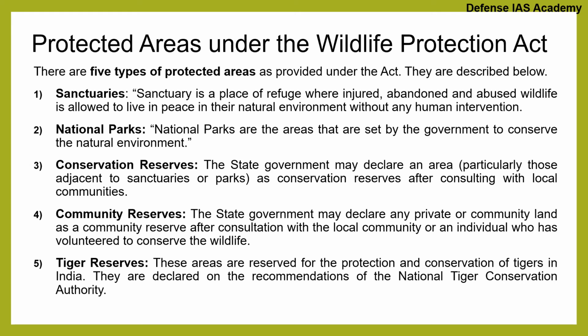Which are described as sanctuaries, national parks, then conservation reserves, then community reserves and tiger reserves. So these are the five types of protected areas that we can have under this particular law. So what is a sanctuary?